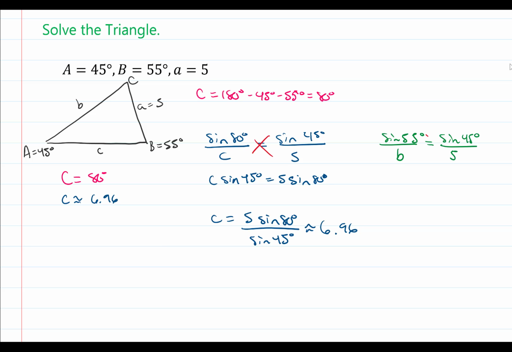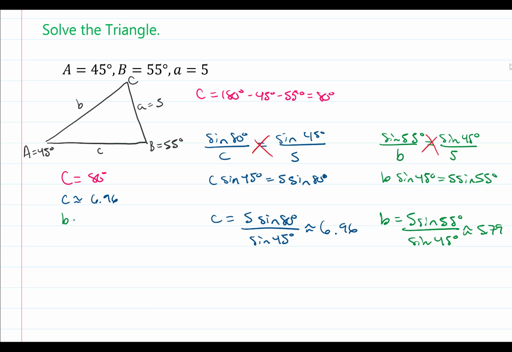Once again, I'm going to cross multiply to solve this proportion. So what I get is B times the sine of 45 degrees is equal to 5 times the sine of 55 degrees. Divide both sides by the sine of 45 degrees. So I get B is equal to 5 times the sine of 55 degrees over the sine of 45 degrees. Use your calculator again, and what you get is an approximate value of 5.79 units.